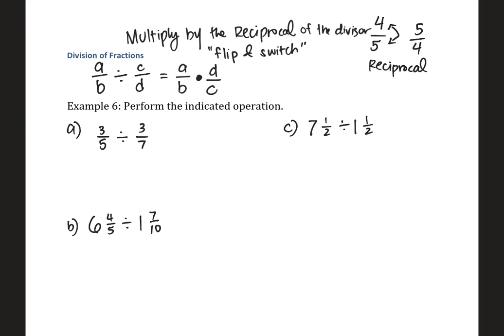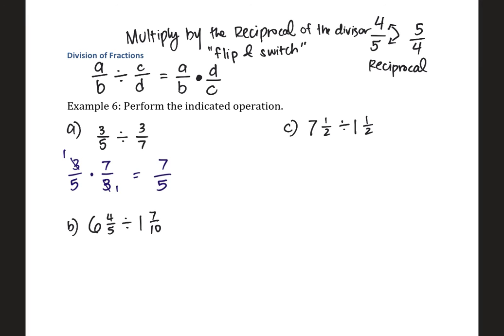Okay, going straight into an example. 3 over 5 divided by 3 over 7. What I'm going to do is flip that, change it to multiplication. 3 over 5 times the reciprocal, which is 7 over 3. Here, I can either multiply across and then reduce or cancel where I can. I already can see I can cancel these, reduce them to 1. 1 times 7 is 7 over 5.